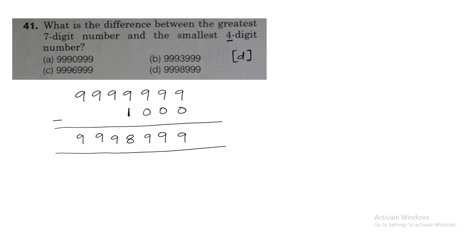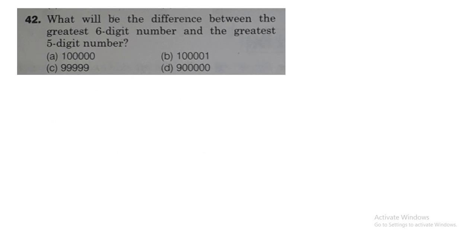Next, moving on to the second question. What will be the difference between the greatest 6-digit number and the greatest 5-digit number? He is asking for both greatest. The greatest 6-digit number is 6 nines: 999,999. The greatest 5-digit number means we write 5 nines below this. Then what is the difference between them? Difference means again we need to take subtraction.